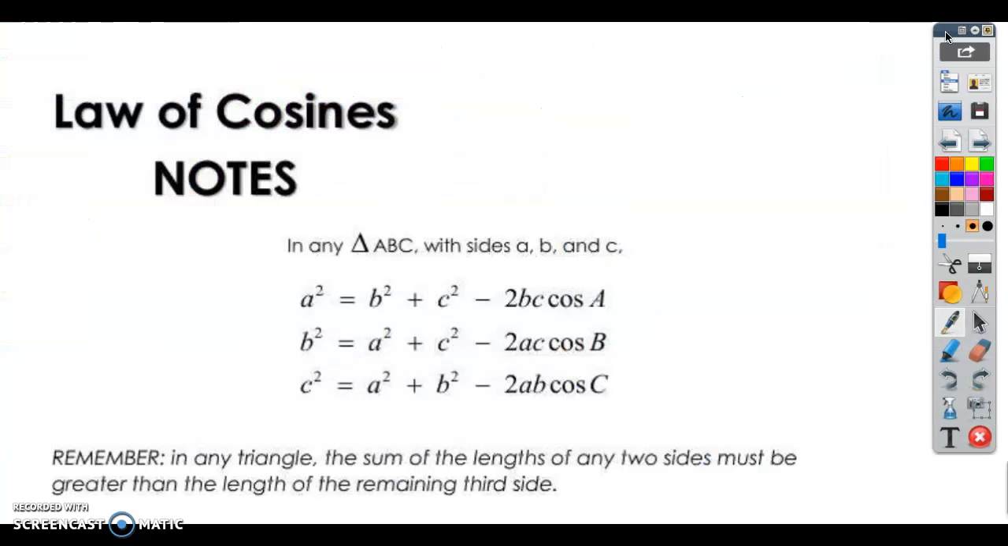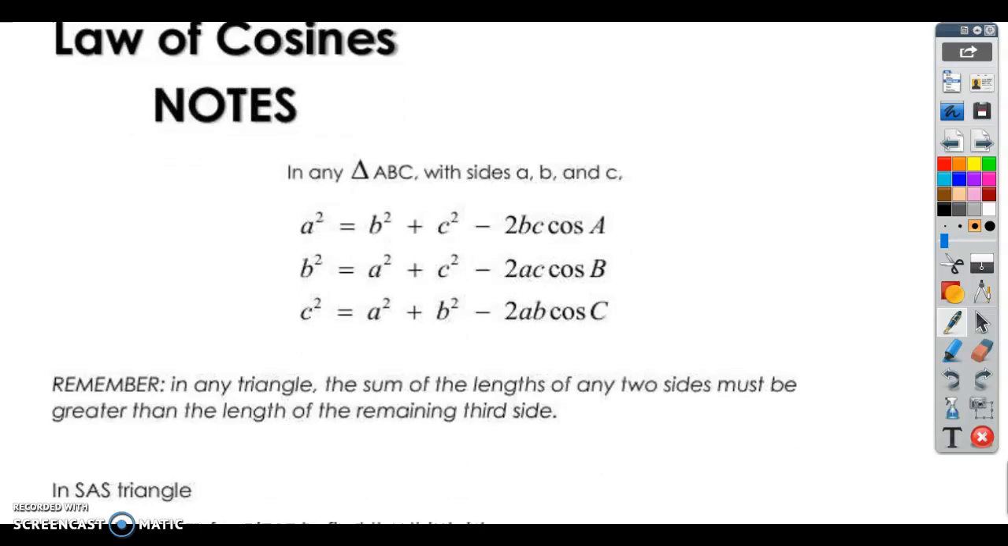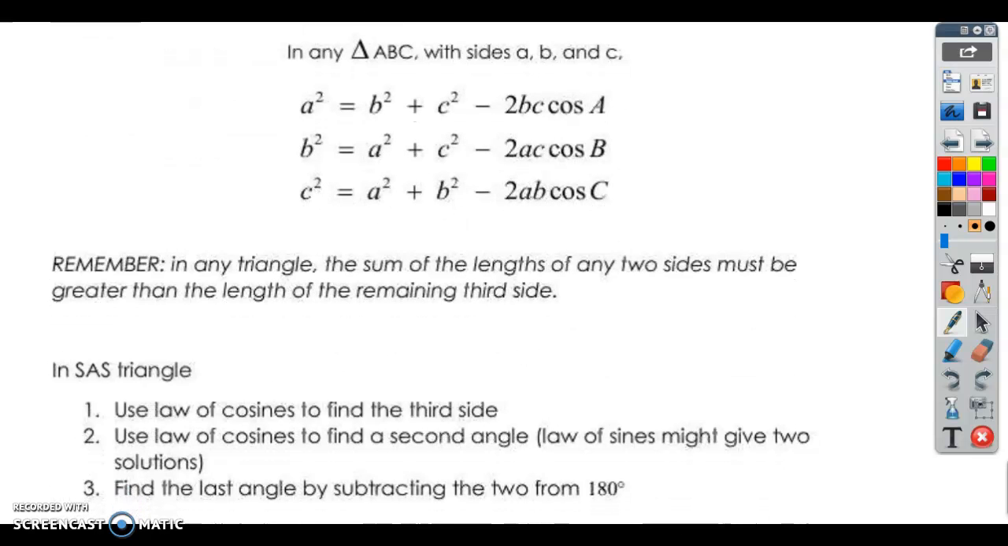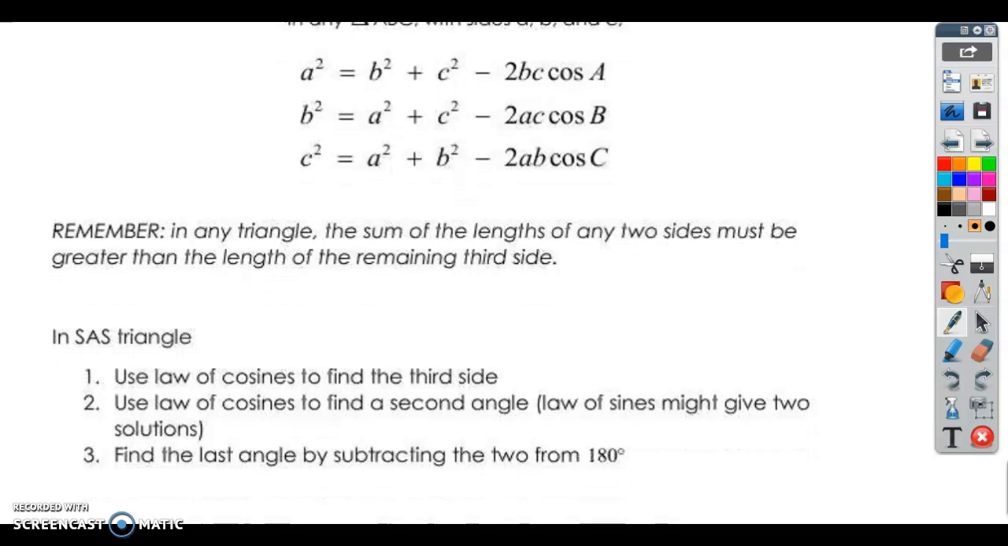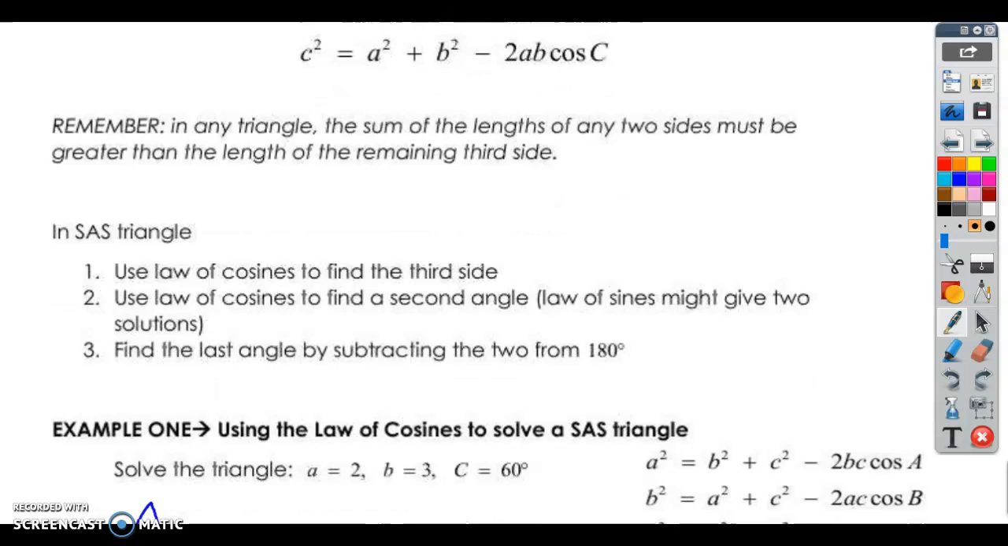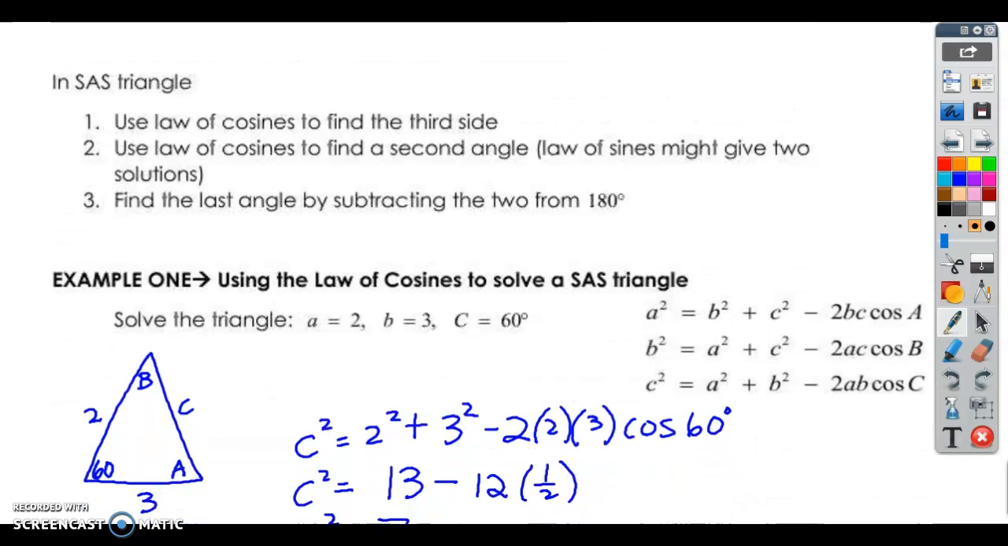So here it is. Now it looks very similar to the Pythagorean theorem. And I know this ABC thing is confusing, but we'll get there. Just remember that in any triangle, the sum of the lengths of any two sides has to be greater than the remaining third side. So I always like to keep that in mind. I'm not going to give any problems you have to worry about that, but it's something good to note.